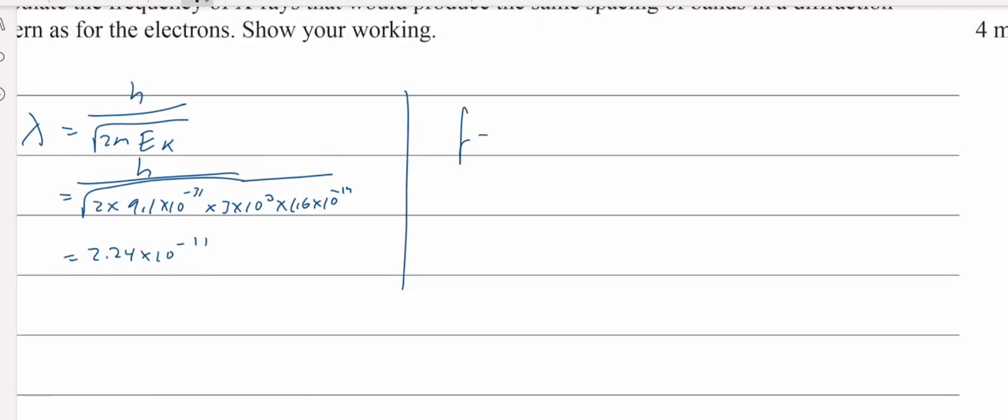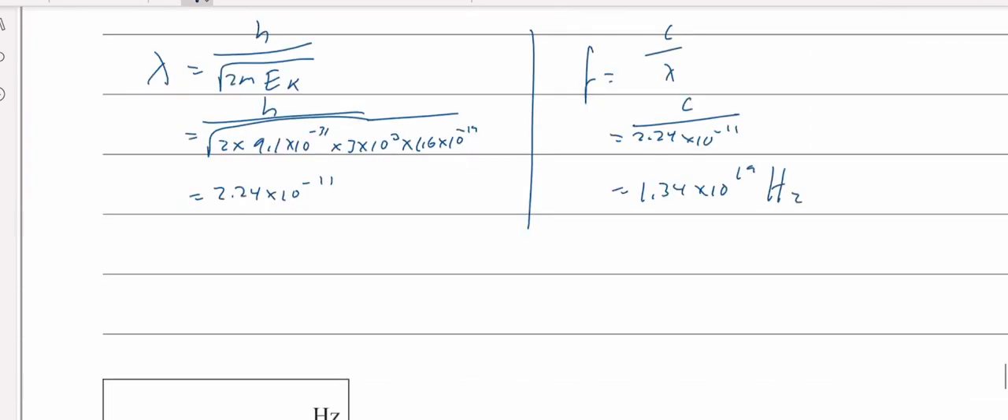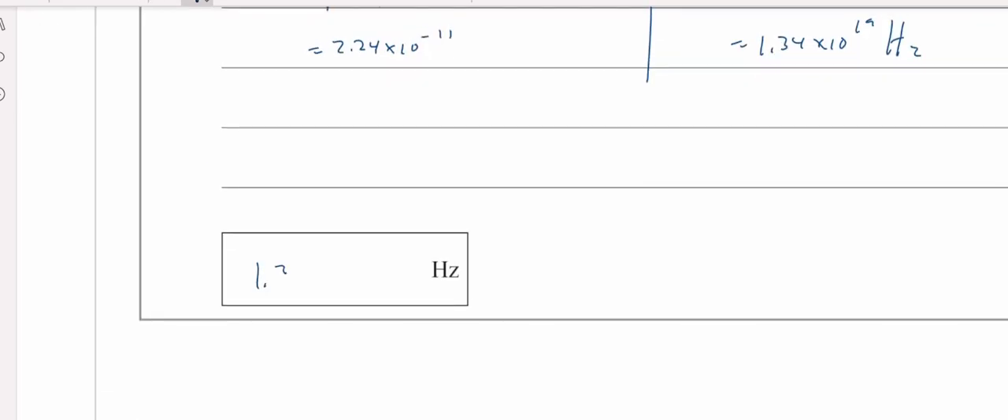And frequency is c over lambda. c over 2.24 times 10 to the minus 11 is 1.34 times 10 to the power 19 hertz.